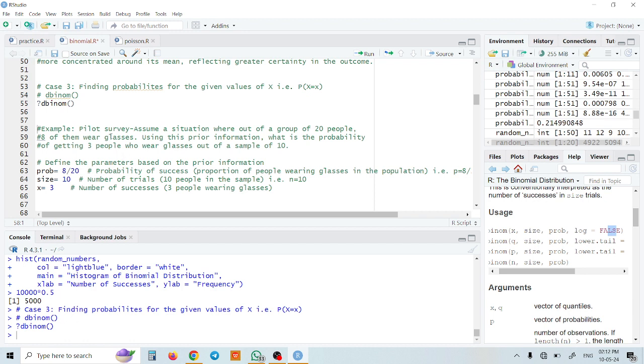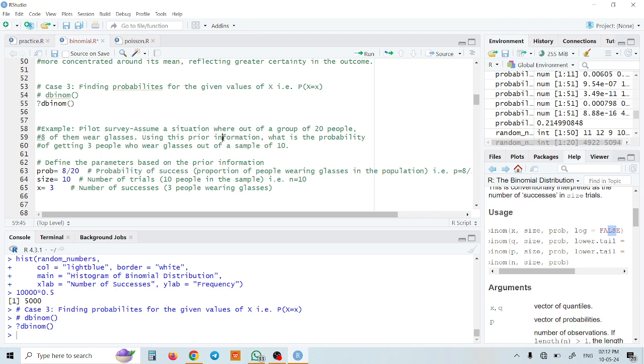Now let us take the example, a pilot survey. Assume a situation where, out of a group of 20 people, 8 of them wear glasses. So out of 20, there were 8 people wearing specs. This pilot survey was done before doing the original study. So from this we got an idea of the probability of people wearing glasses in that particular population.